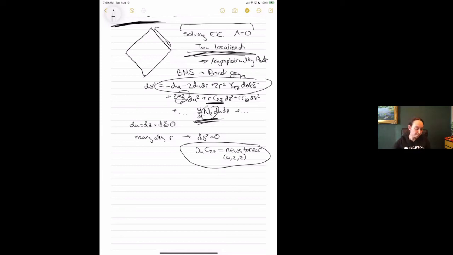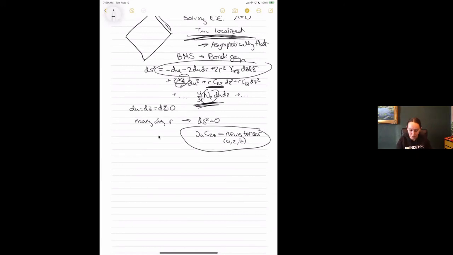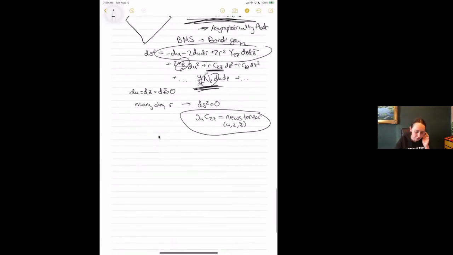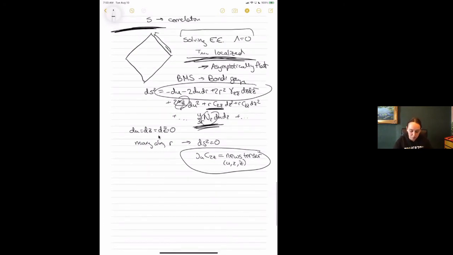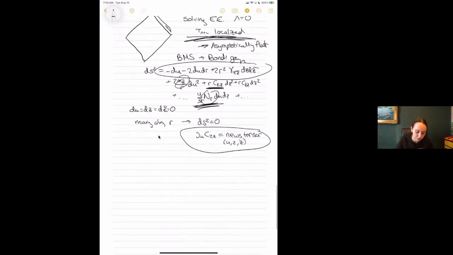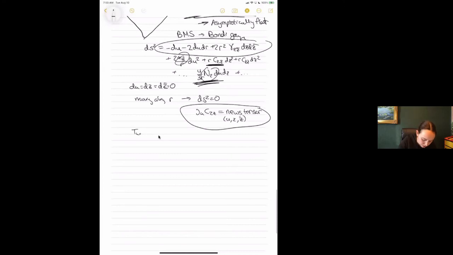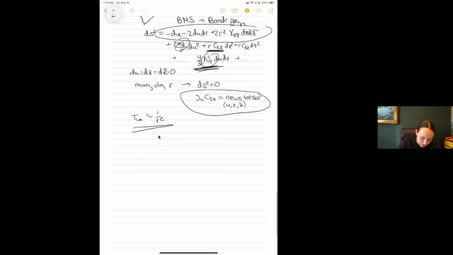Okay, so what I have is the following. I have now my solution. And what I also have is that this is supposed to have some localized stress tensor. So I need some falloffs. So I have my T mu nu. Say T_uu falls off like 1 over r squared, etc. So I need to specify how T_AB behaves at large r.